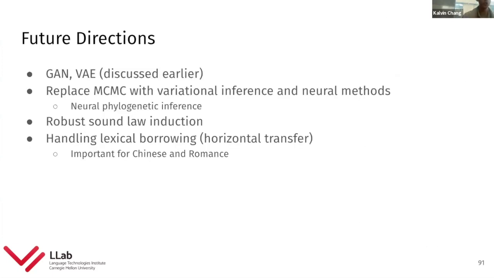And in addition to the GAN and the VAE directions mentioned earlier, we want to replace MCMC with variational inference and neural methods. For example, there's a lot of work on neural phylogenetic inference in the literature. We also want to improve our sound law induction method to be more robust across languages. And finally, we also want to handle lexical borrowing, or horizontal transfer, drawing on computational biology literature, which is going to be important because for Chinese and the Romance language families, there's a lot of dialect intermixing, and we need to account for that because it poses a threat to the tree assumption that we made when we used the tree model of language change.